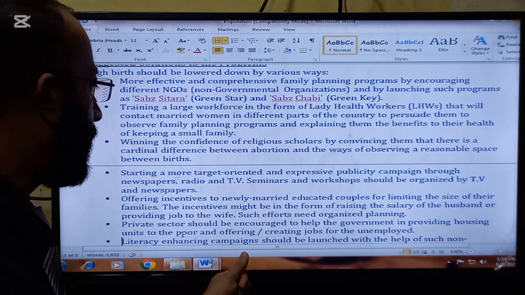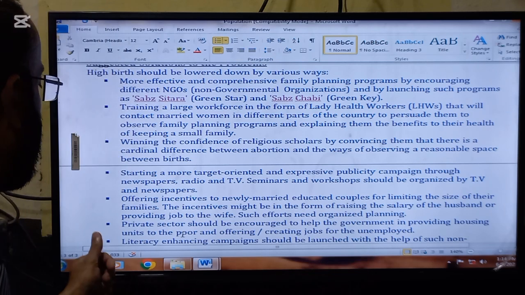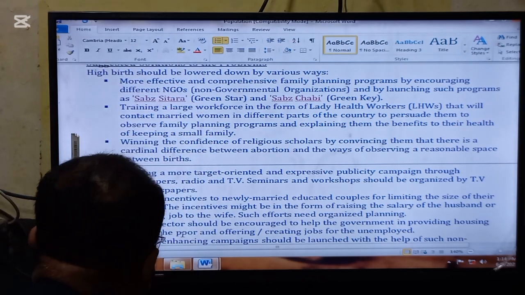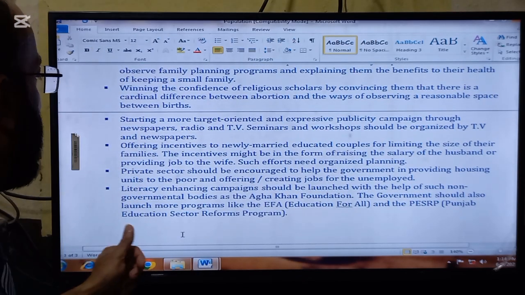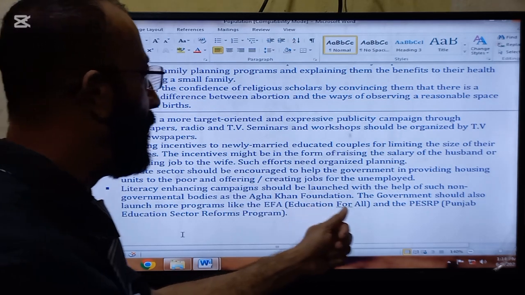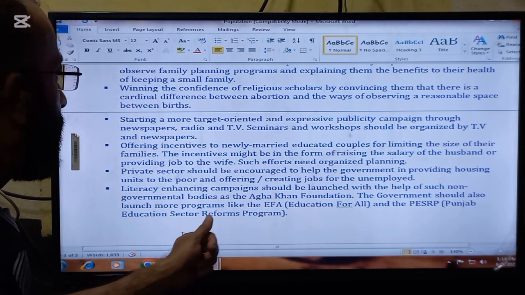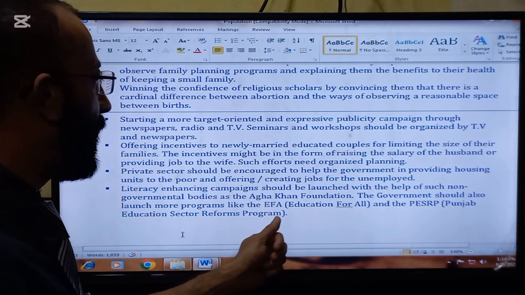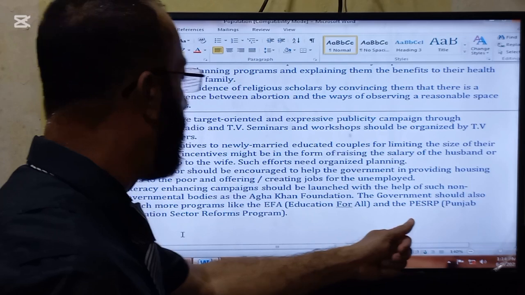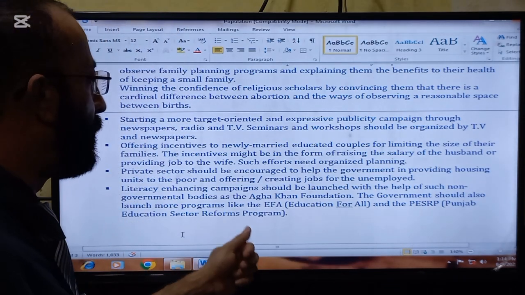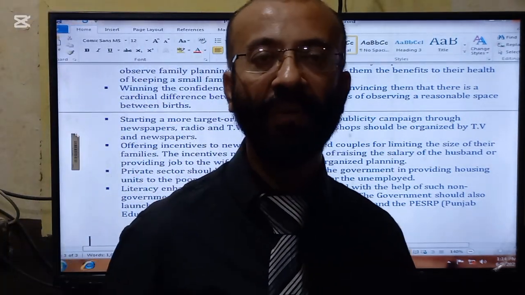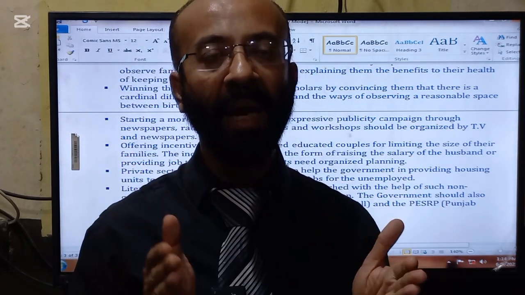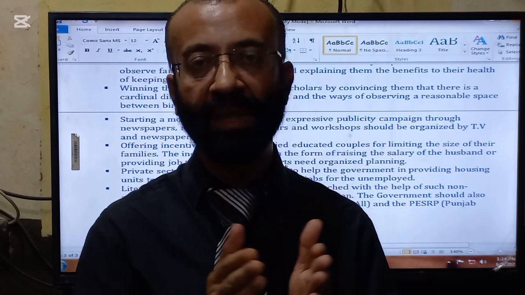Private sector should be encouraged to help the government in providing housing units to the poor and creating jobs for the unemployed. Literacy enhancing campaigns should be launched with the help of non-governmental bodies such as the Aga Khan Foundation. The government should also launch more programs like EFA, Education for All, and PESRP, the Punjab Education Sector Reform Programme. So literacy should be increased in Pakistan, because more literate persons will understand in a better way the benefits of keeping a small family.